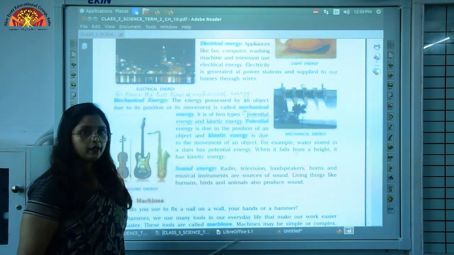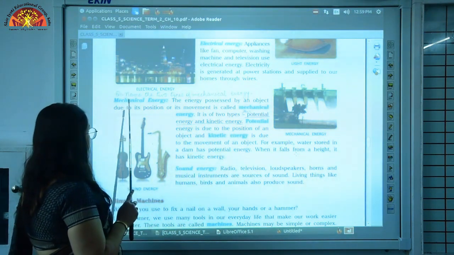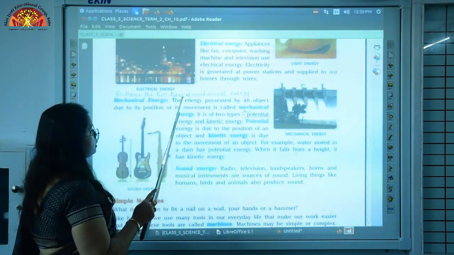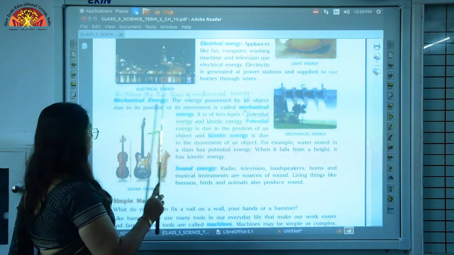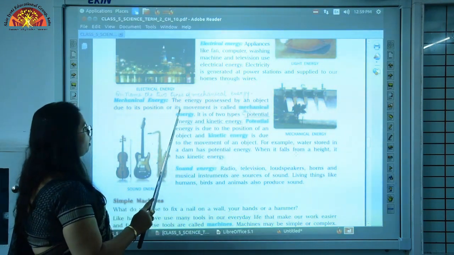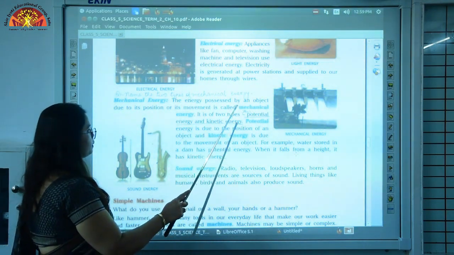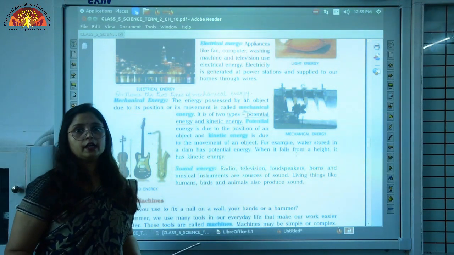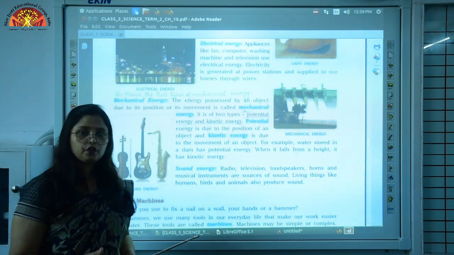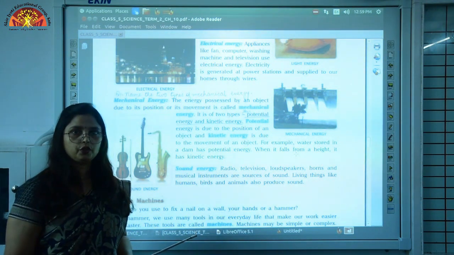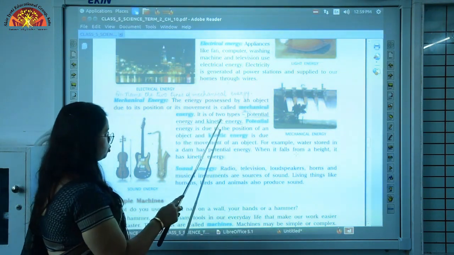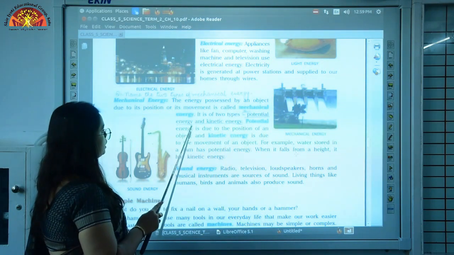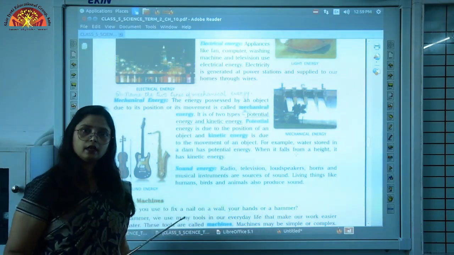The next type of energy is mechanical energy. The energy possessed by an object due to its position or its movement is called mechanical energy. So, what is this mechanical energy? It is the energy due to the position of the object or due to the motion of the object. It is of two types. First is potential energy and another type is kinetic energy.